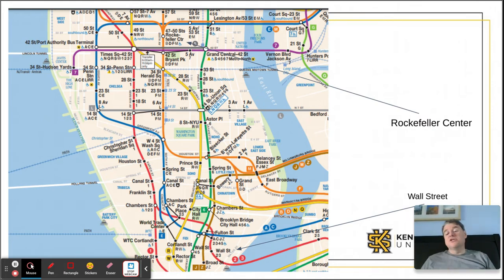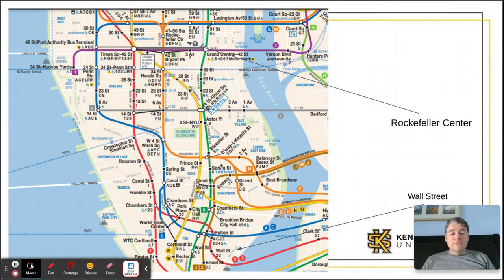Let's look at our destination. Our destination is in Rockefeller Center, which is right here, and it appears to be on the orange line. So if I follow the orange line, let's see how close I get to the red line or to Wall Street. And it looks like the closest I ever get is really not that close. I'm actually quite a bit north of Wall Street here.